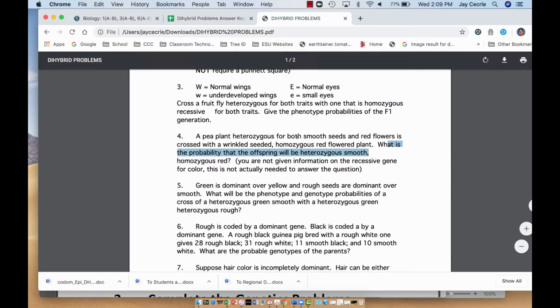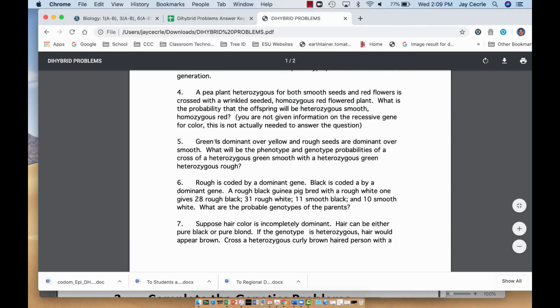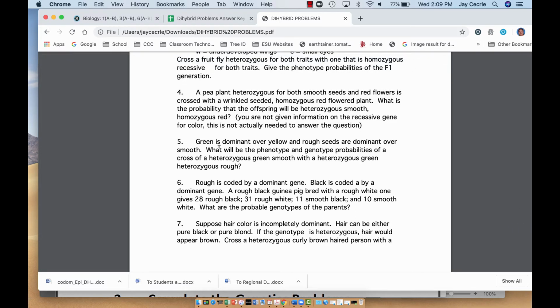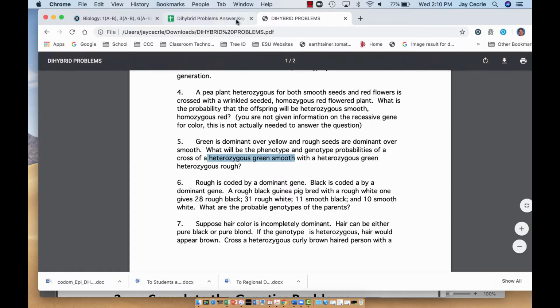Okay, for number 5. The problem says green is dominant over yellow and rough is dominant over smooth. So we know green is dominant, rough is dominant. What will be the phenotype and genotype probabilities of a cross of a heterozygous green smooth and a heterozygous green rough? Heterozygous green would be capital G, lowercase g, and smooth is a recessive trait. So that's going to be... all right, let's do this.